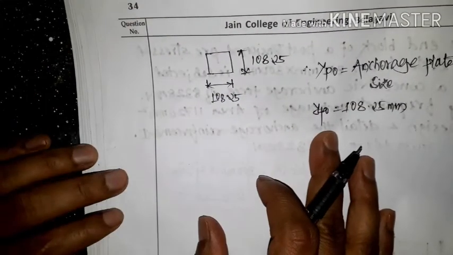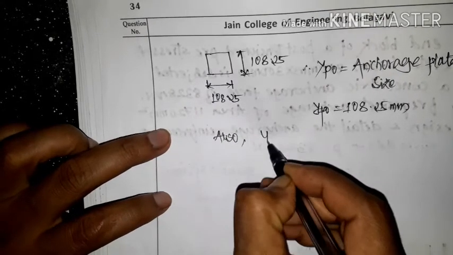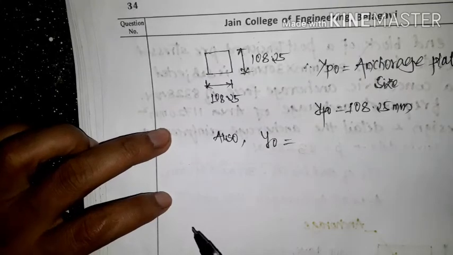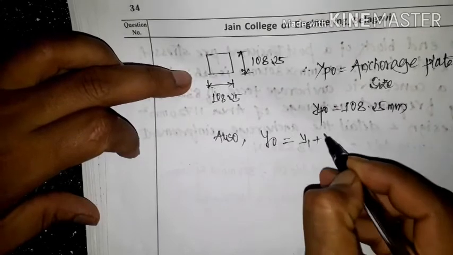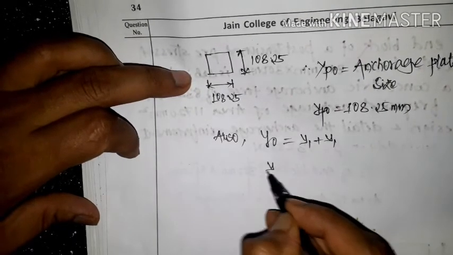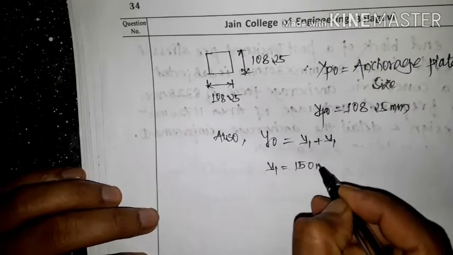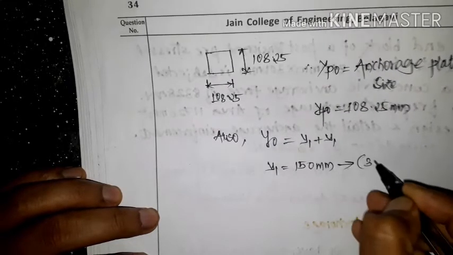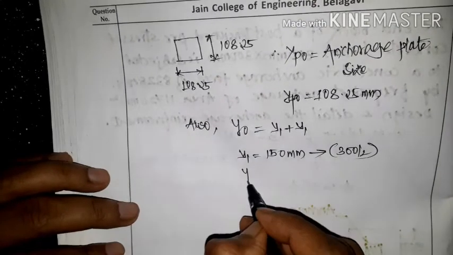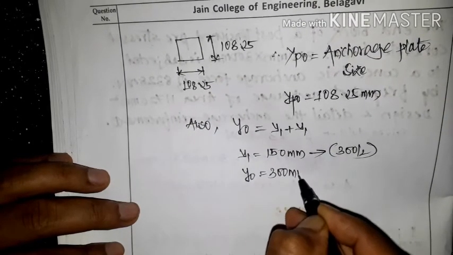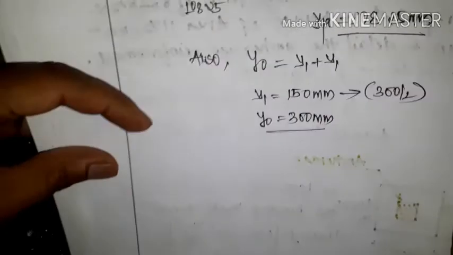Also Y naught, as I told you, because it is a concentric plate, is y1 plus y1, where y1 is equal to 150 mm. How did you get this? That is 300 by 2, because it is a concentric plate, so that is 150 mm. So Y naught is equal to 300 mm. So we got Yp naught and Y naught, so we can easily find the bursting force.